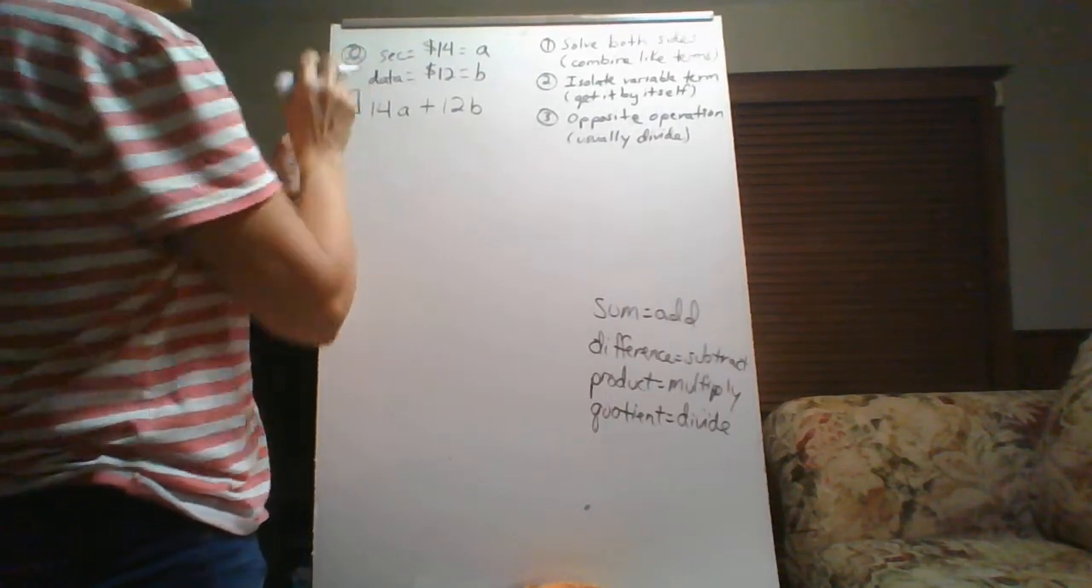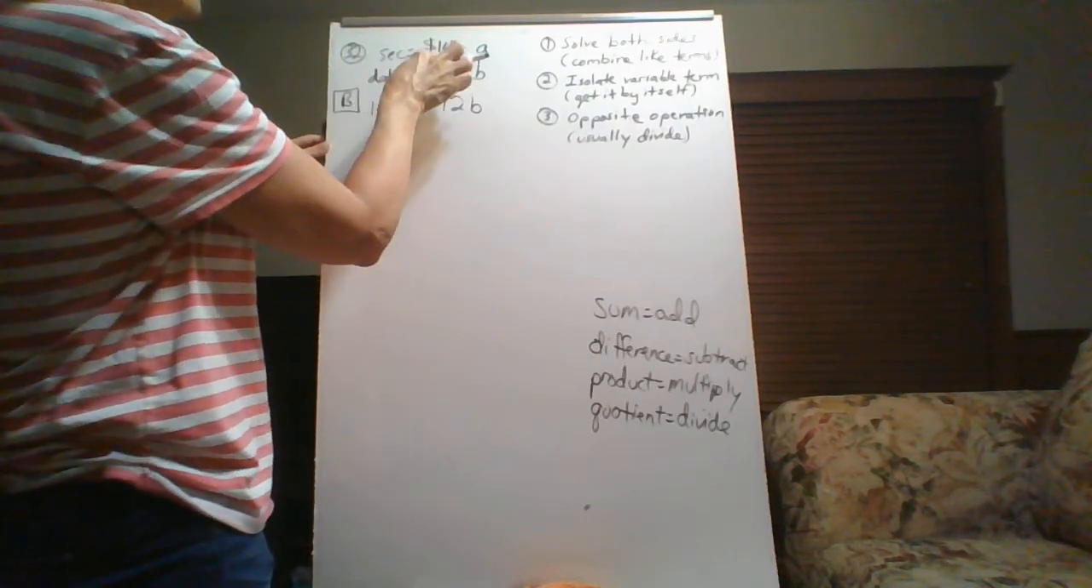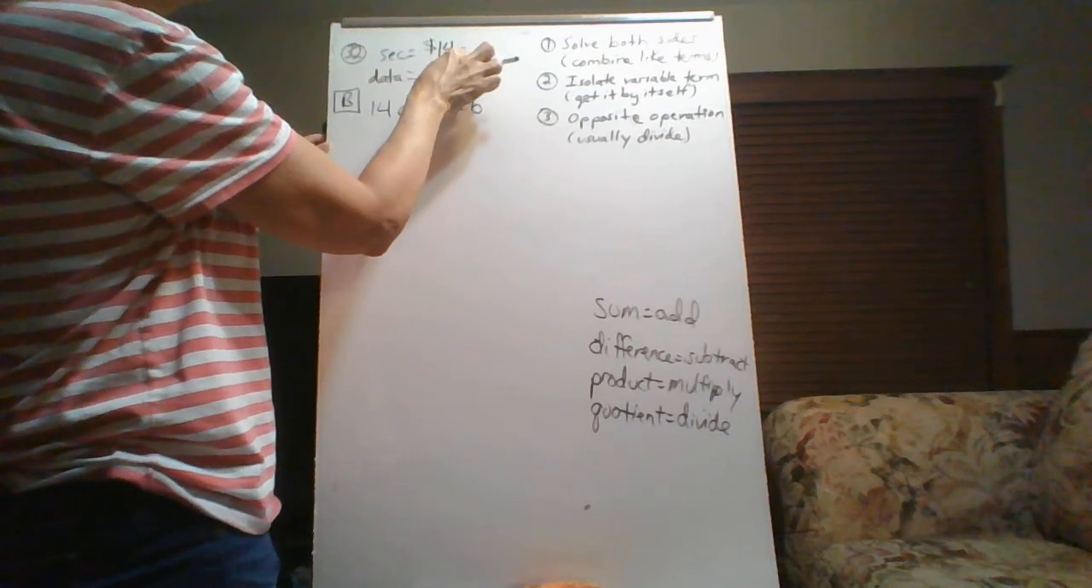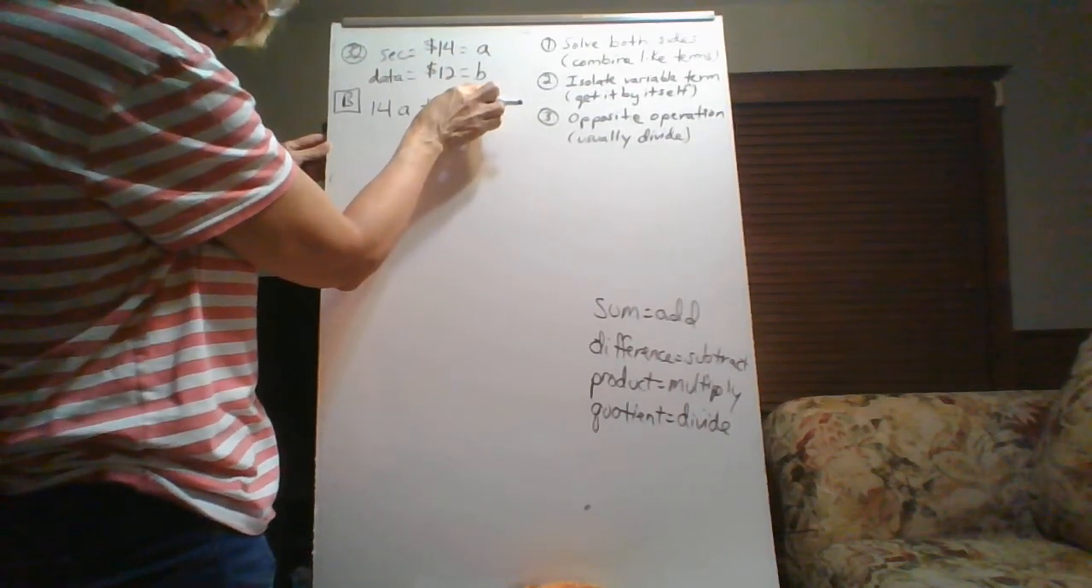So don't make that harder than it needs to be. We're totaling it up and just keep it straight. I need to do $14 times the number of secretaries. I need to do $12 times the number of data entry specialists.